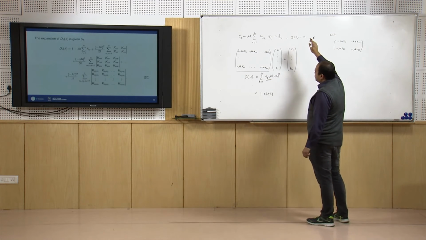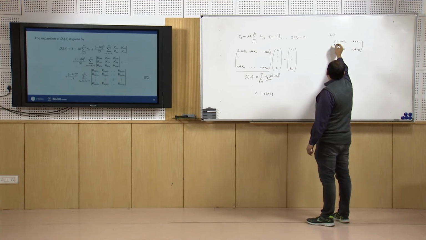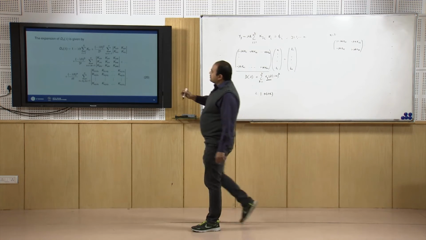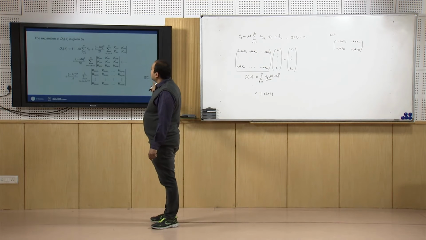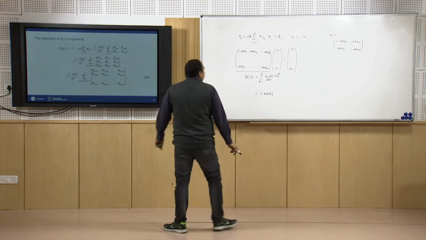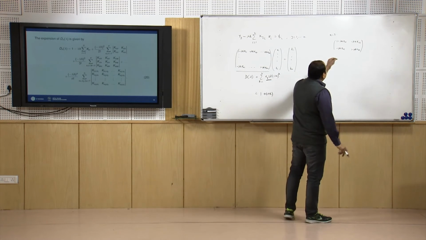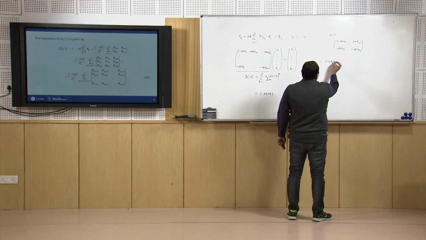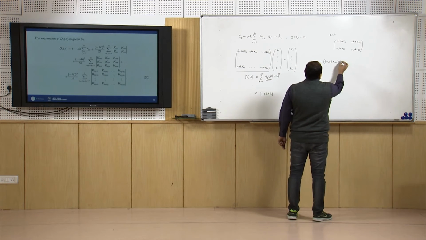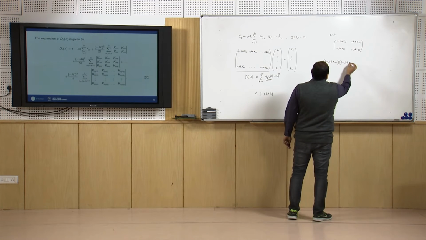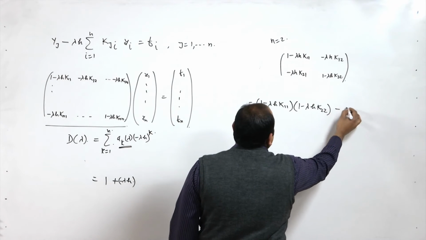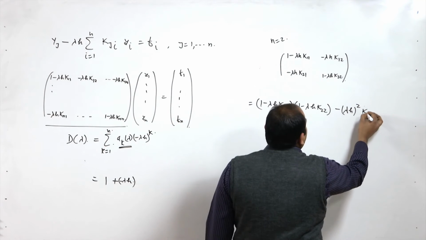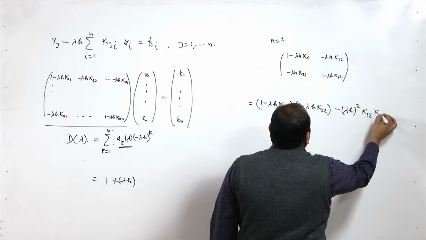For n equal to 1 it is quite obvious. For n equal to 1 it is nothing but 1 minus lambda h k11. So that is quite obvious here. For n equal to 2 you can write it like this. So when you expand this, what will you get? 1 minus lambda h k11 into 1 minus lambda h k22, and minus lambda h whole square, k12 k21.